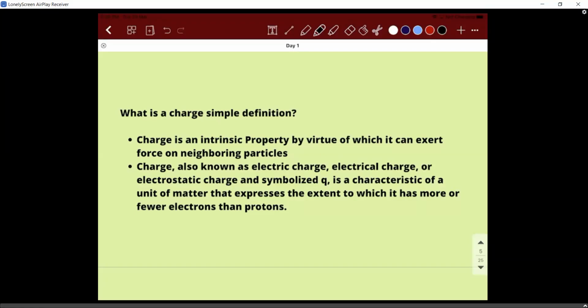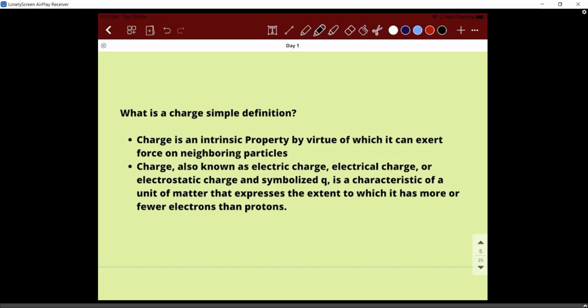It is a characteristic of a unit of matter that expresses the extent to which it has more or fewer electrons than protons. This is the basic definition in English terms. Yesterday we discussed this concept. Who is going to decide the charge of a particle? It is the electrons. If you take any material, by default it is going to be neutral unless you disturb it. Neutral means what? Neutral is a basic term. What does neutral mean in terms of charges?